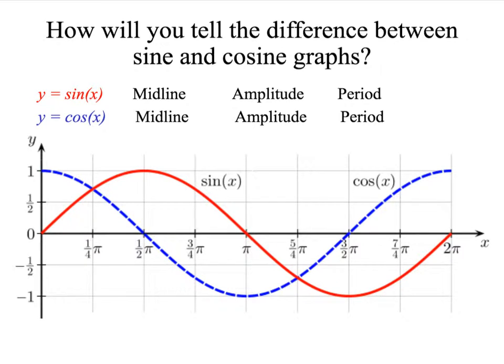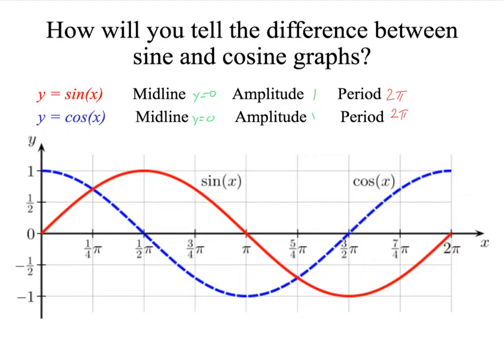Now, if we quickly want to look at this, your midline for both of these is y equals 0. Your amplitude for both of these is 1. Amplitude is how far it is from the midline to the highest point. The midline is the x-axis. That's why it's 0. And your period for both of these is 2 pi. One cycle is in 2 pi.